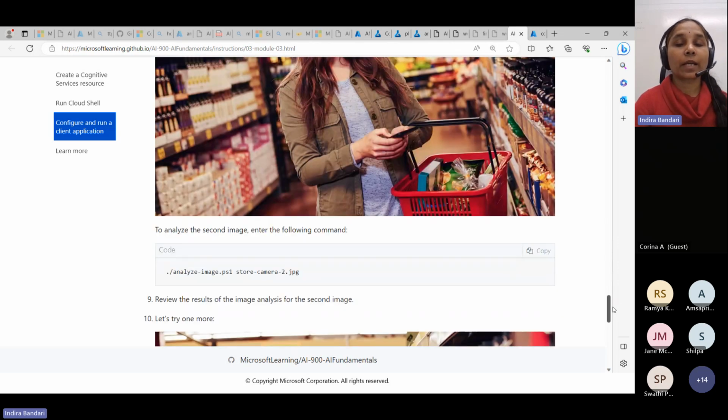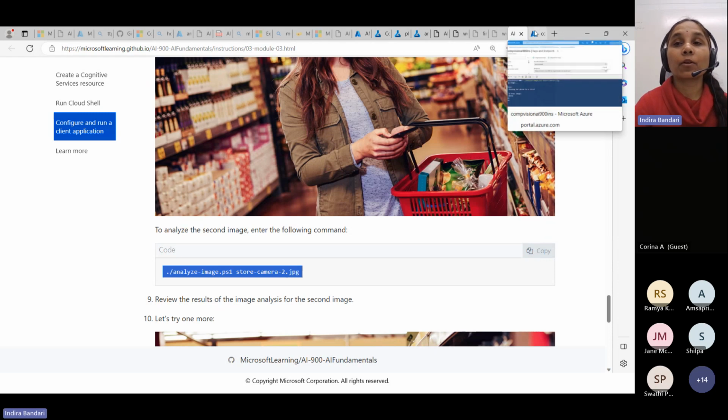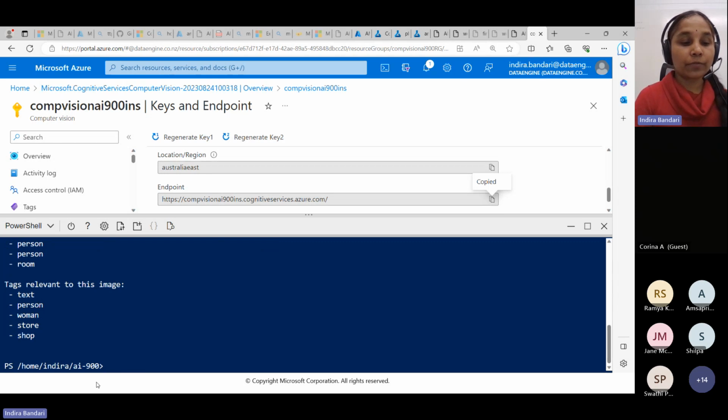Now let's test out the second image. So again, in the next, come down to the first image, and then there is a code again. Copy that and go back to your Cloud Shell, not PowerShell, the Cloud Shell. Now come back to the prompt, and then again Control Shift V. So what this is doing is running the analyze-image.ps1 against the image named store-camera-2.jpg.